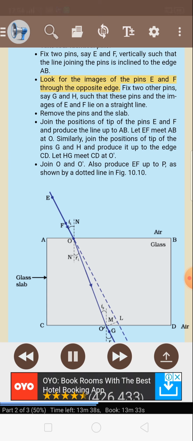Look for the images of the pins E and F through the opposite edge. Fix 2 other pins, say G and H, such that these pins and the images of E and F lie on a straight line. Remove the pins and the slab. Join the positions of the tips of the pins E and F and produce the line up to AB. Let it meet AB at O. Similarly, join the positions of the tips of the pins G and H and produce it up to the edge CD.